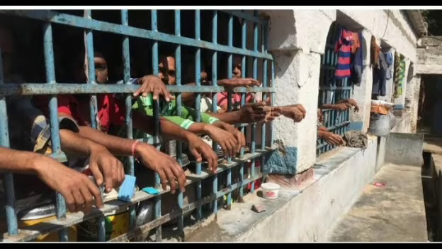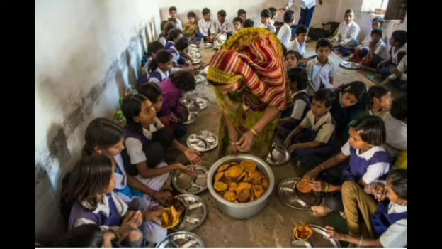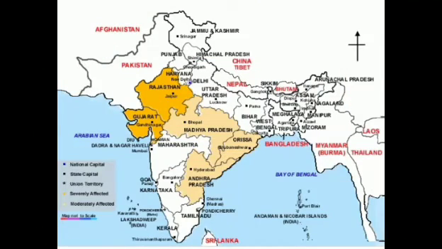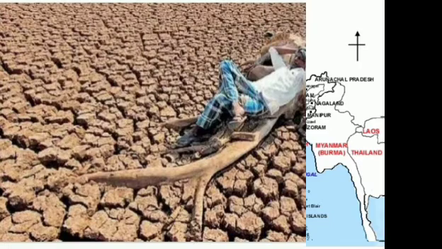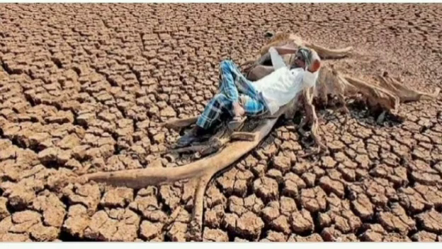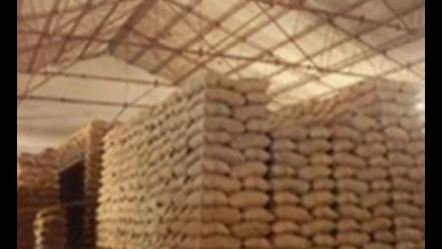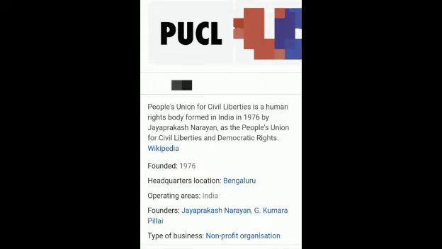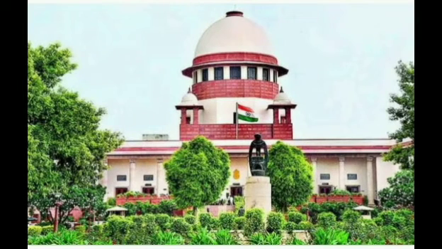Students, did you know that the midday meal that children now receive in government and government-aided schools is because of a PIL? Well, in the year 2001, Rajasthan and Orissa faced a severe drought. There was acute shortage of food. On the other hand, the government godowns were full of grain. In this situation, PUCL filed a PIL in the Supreme Court.